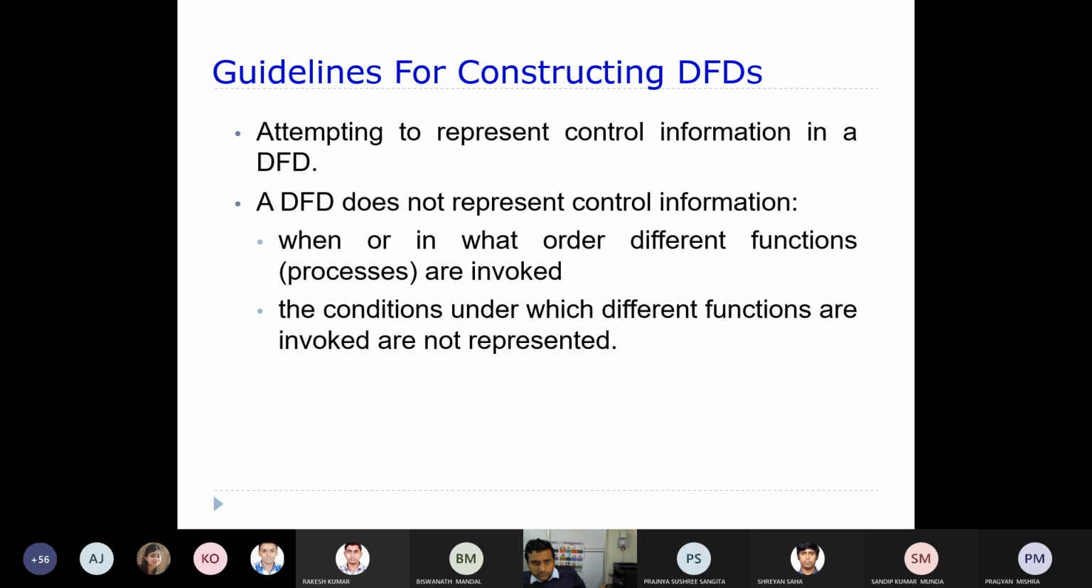That means in which order these functions are getting executed, or in which order the input data items will be given, those things are not represented in DFDs at this point of time.